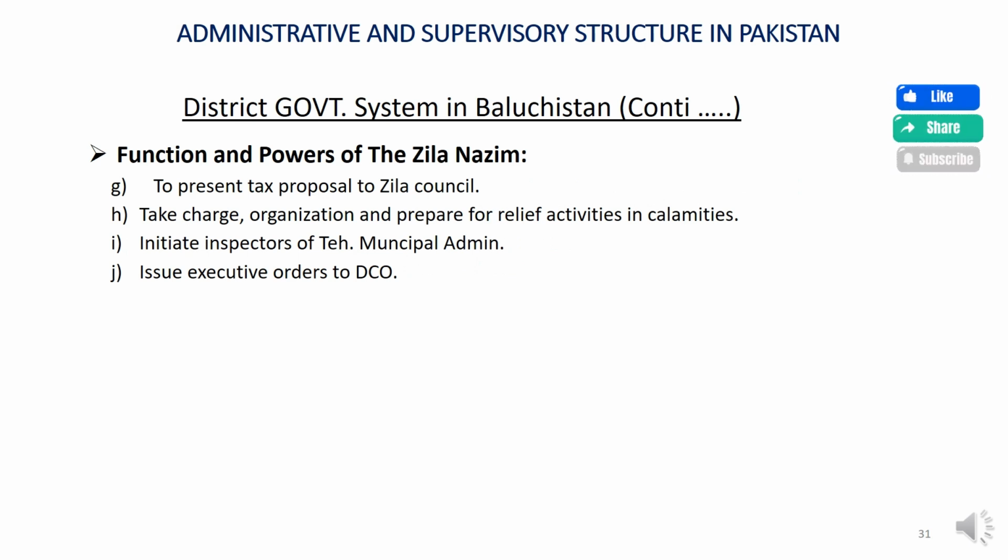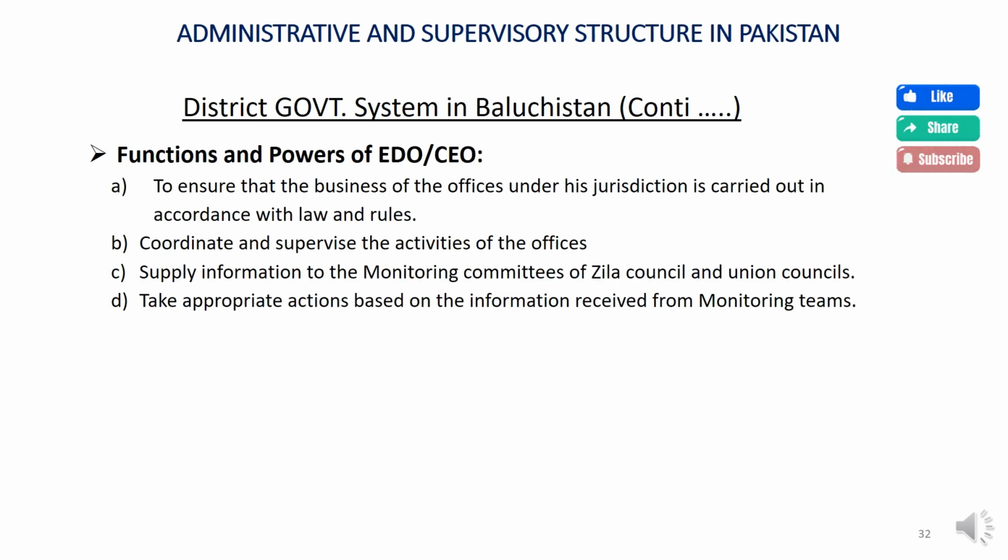The next is to present tax proposals to the Zila Council, take charge of organization and prepare for relief activities in calamities, initiate inspections of Tehsil municipal administrations and issue executive orders of the DC to the DCO. Now there are the functions and powers of the EDO or the CEO: to ensure that the business of the offices under his jurisdiction is carried out in accordance with law and rules, coordinate and supervise the activities of the offices, supply information to the monitoring committees of Zila Council and Union Council, and take appropriate action based on the information received from the monitoring team.